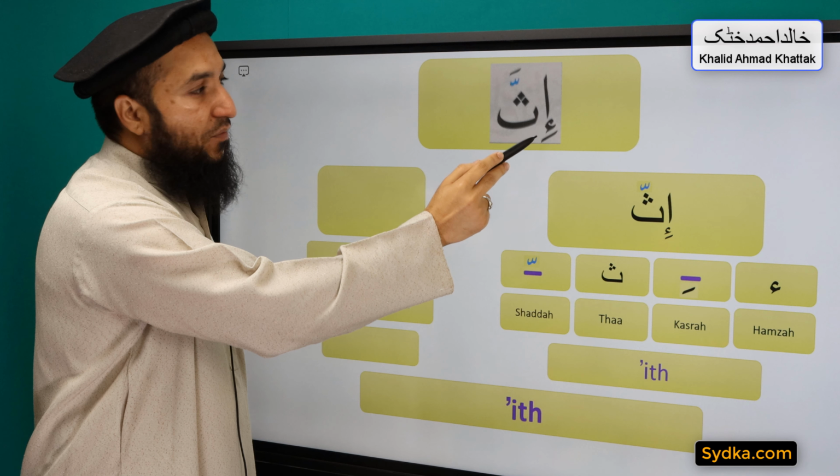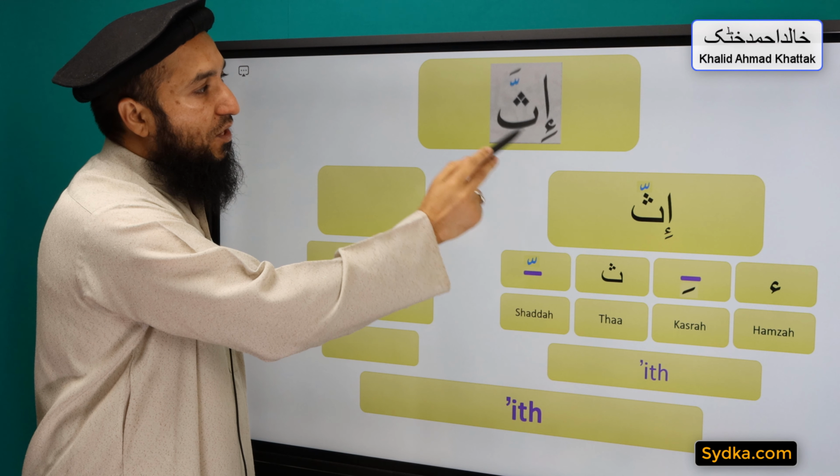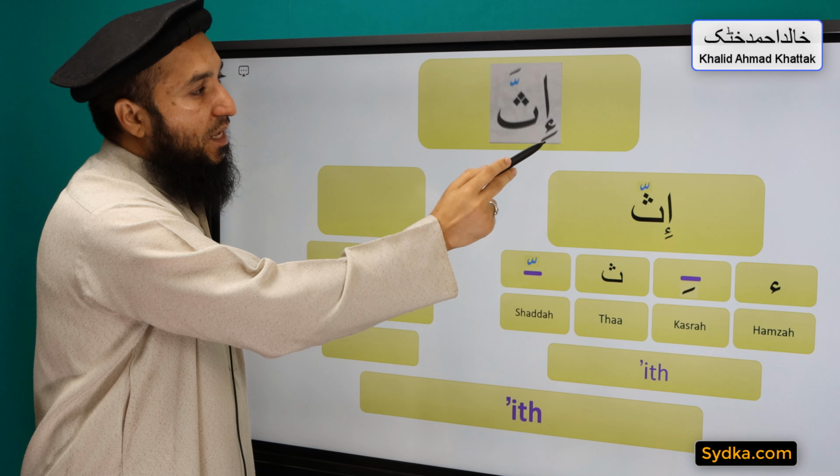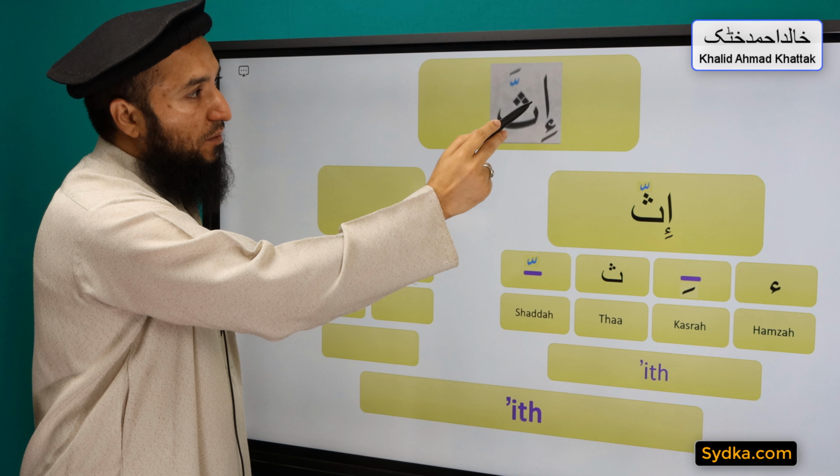The next word we have is itha, and it can be divided into two syllables. The first syllable we have is hamza, kasra, tha, shadda, ith. Hamza is a light letter, it has kasra underneath. It is followed by tha, tha has a shadda. This alif is silent and it is used as a chair for hamza.